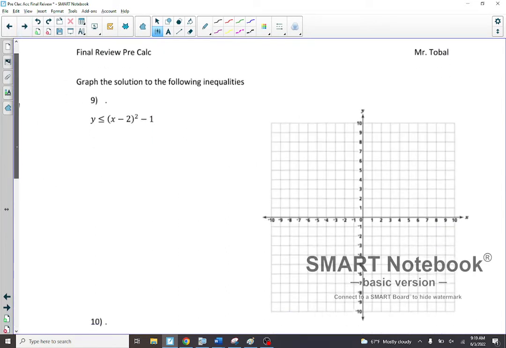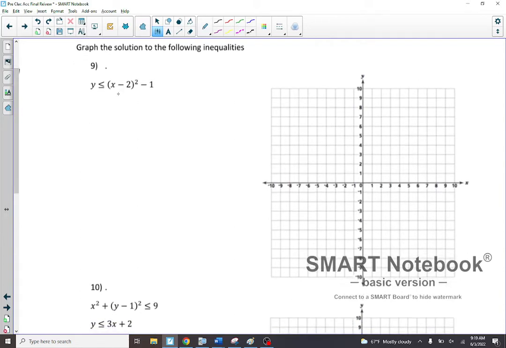All right, graph the following inequalities. So we're going to graph this as a parabola. If you want the generic form for the parabola, it's a(x minus h) squared plus k, and then h and k is going to be the vertex. So this means that h is positive 2, k is negative 1. So that means my vertex is at 2, negative 1, and I'll graph my parabola. I should hit there actually.